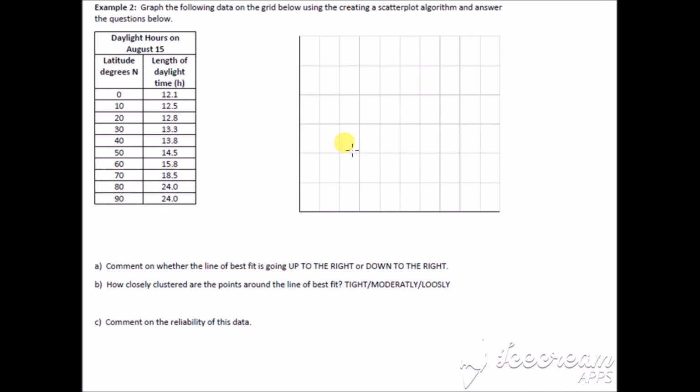Be able to graph the following data on the grid below using the creating a scatter plot algorithm and answer the questions below. So, daylight hours on August 15th. We know that this is going to be our x, this is going to be our y. On the x-axis, we're going to put latitude in degrees north. And on the y-axis, we're going to put length of daylight time. I'm going to put DL time, and that's measured in hours.